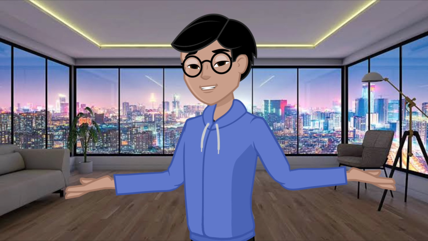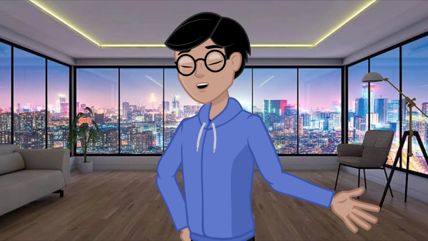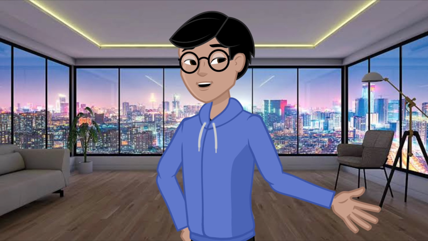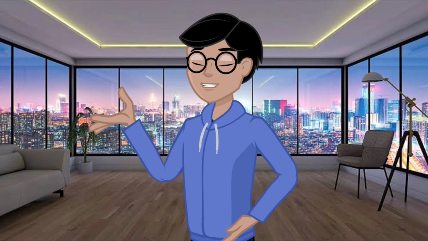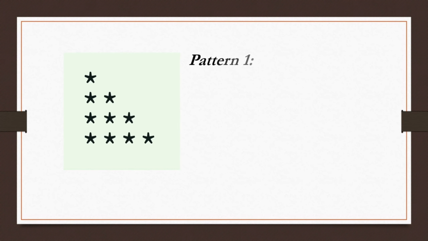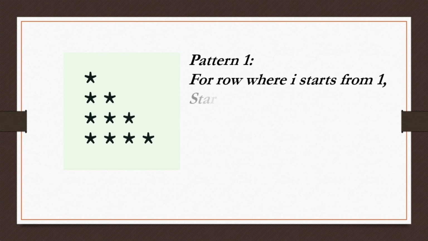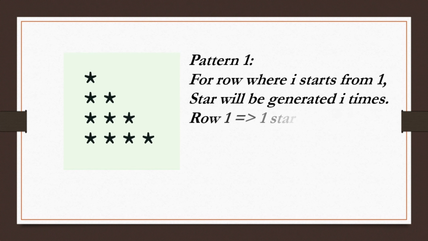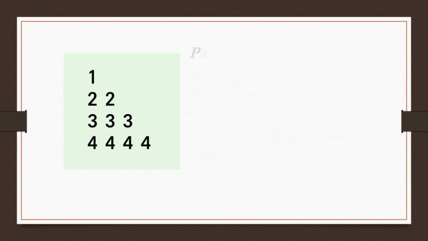Let's dive right into today's topic. Before we dive into the problem, we want to know what kind of right-angled triangle patterns we can generate by using stars, numbers, and letters. Pattern 1. For row where I starts from 1, star will be generated I times, row 1, 1 star, row 2, 2 stars.